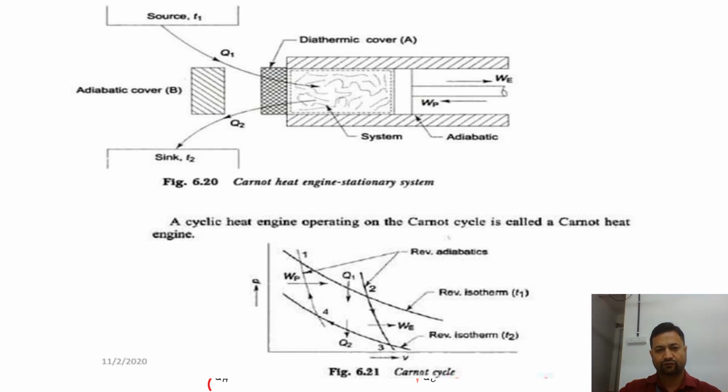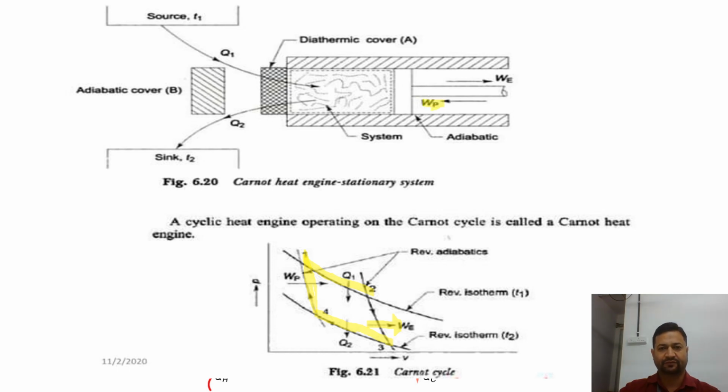This is your 1 to 2 process, an isothermal, constant temperature heat addition process. Then we have a 2 to 3 expansion process, an isentropic or reversible adiabatic process. Then 3 to 4 is the heat rejection process, and finally we have a 4 to 1 isentropic or reversible adiabatic compression process, denoted by WP.